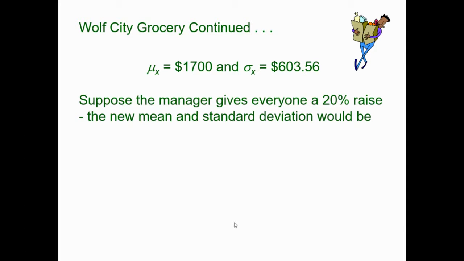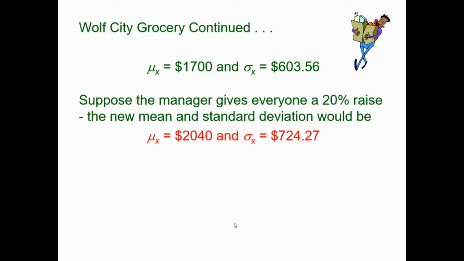Okay, so what did y'all get for the new mean? 2,004. Okay, what about the new standard deviation? 724.27. Yeah. That's right.